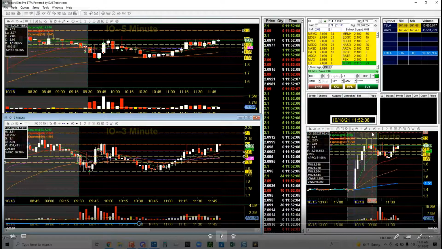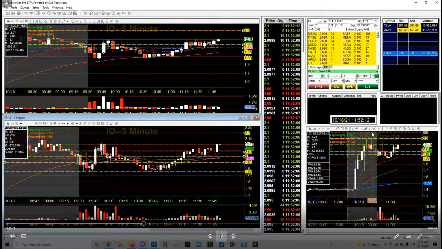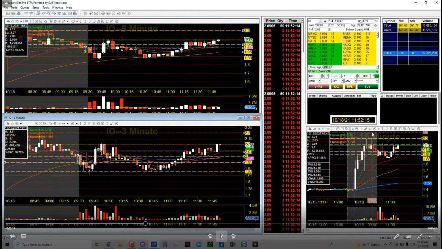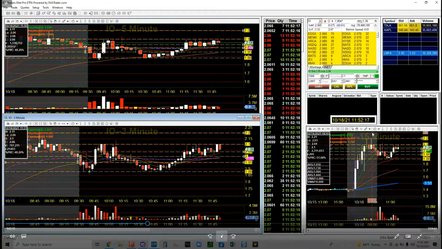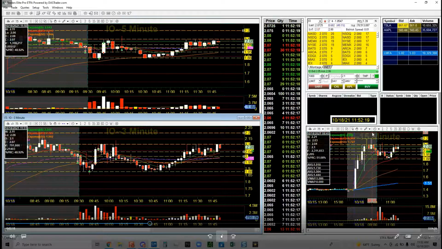You can save yourself a lot of headache and a loss by just waiting for a breakout and waiting for a hold of that level before you take a trade. You do not want to take a trade before that, trying to anticipate this breakout.